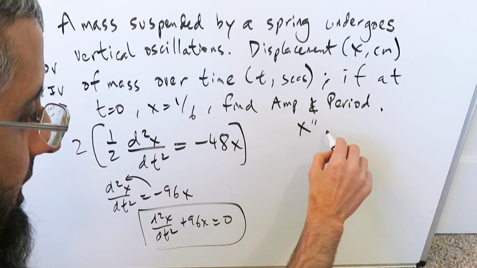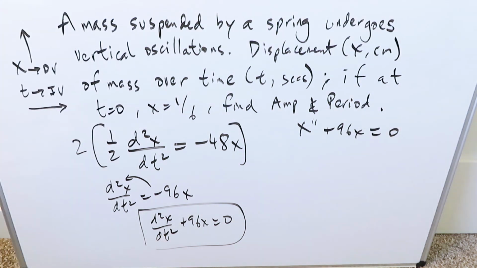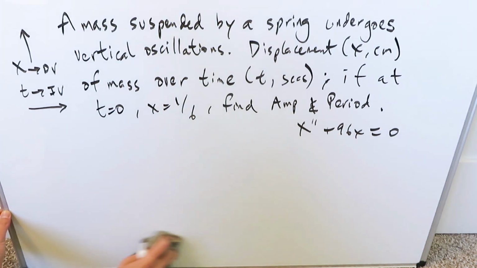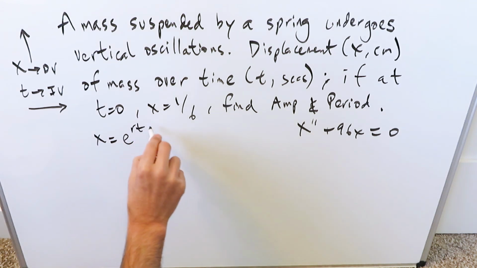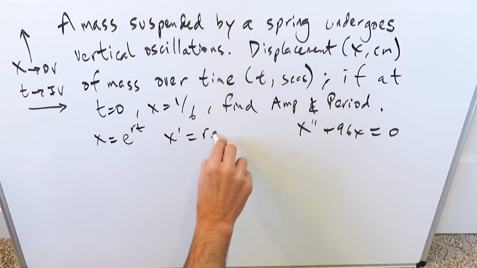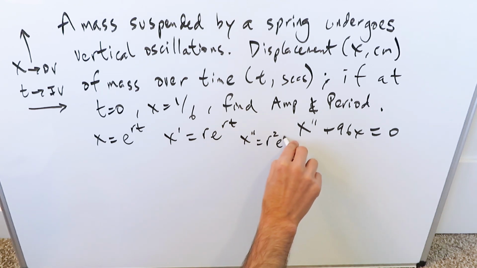You have x double prime plus 96x is equal to 0, and that's what we will solve, and then this will give us our period and our amplitude. How do we solve this? When you're looking at a second order linear homogeneous equation, you're thinking about this: x is equal to e to the rt. Your first order derivative is equal to r e to the rt, and your second order derivative is r squared e to the rt.